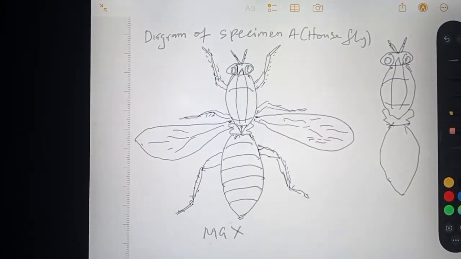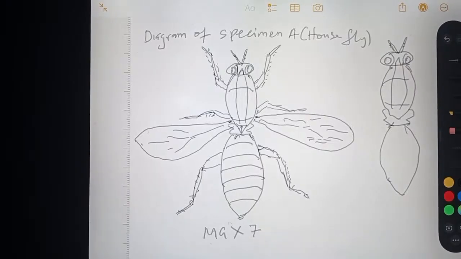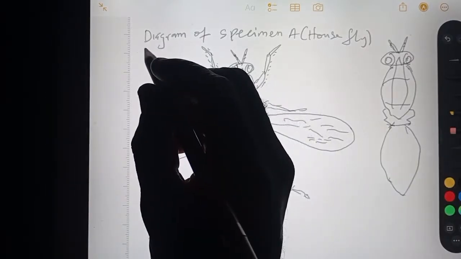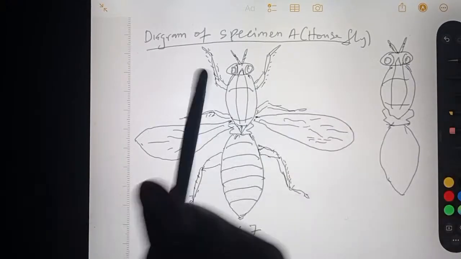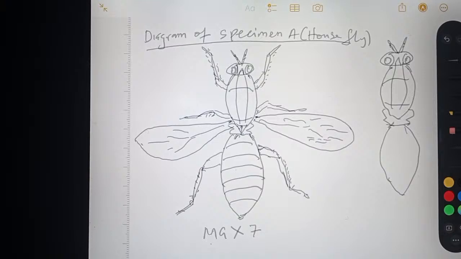For house fly, what are the permitted range of the magnification we should use? We should use at least 5 times or 4 times, but 5, 6, 7 times magnification is okay for house fly. So you must write that mg, and your title you should underline. Don't just write specimen A. You must say diagram of. Am I making sense here? Okay. So that's it. We go to the next one.